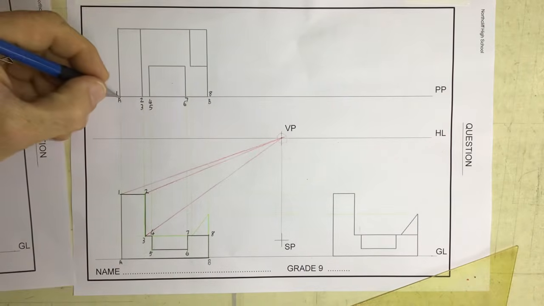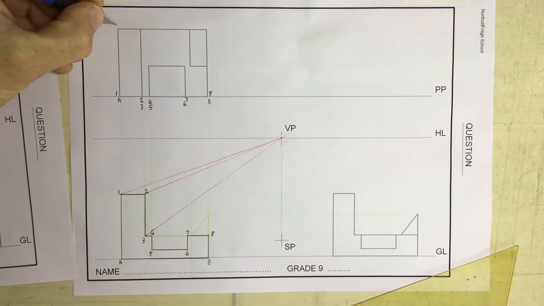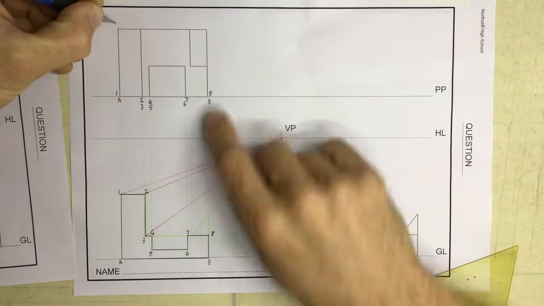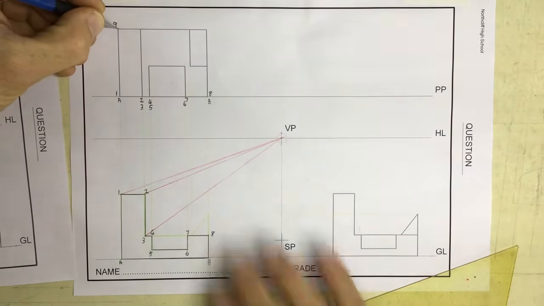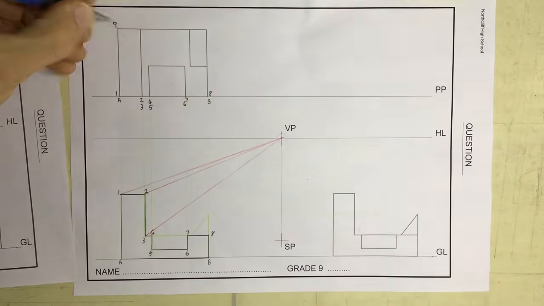I'm going to be able to find a thing right at the back over there. I'm going to call it, what did I get to there? 8. I'm going to call this point 9. Okay, 1 going across to 9. Let's find that corner 9 over there. How do I do that?